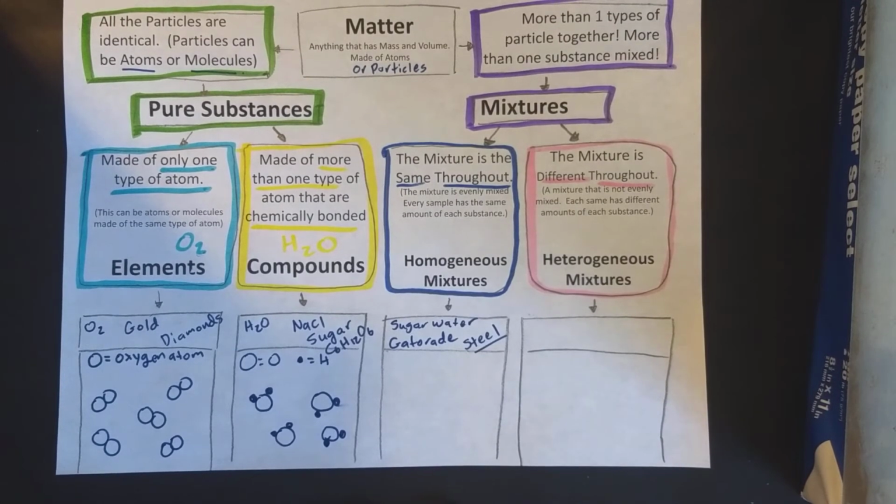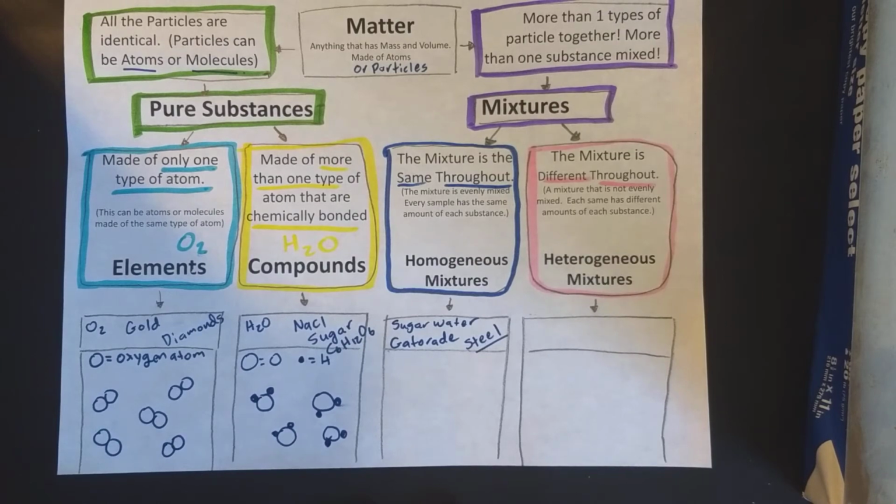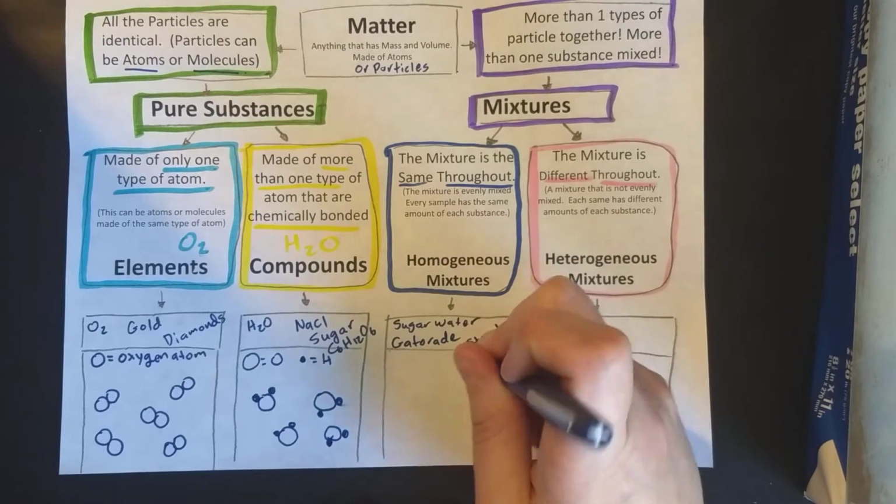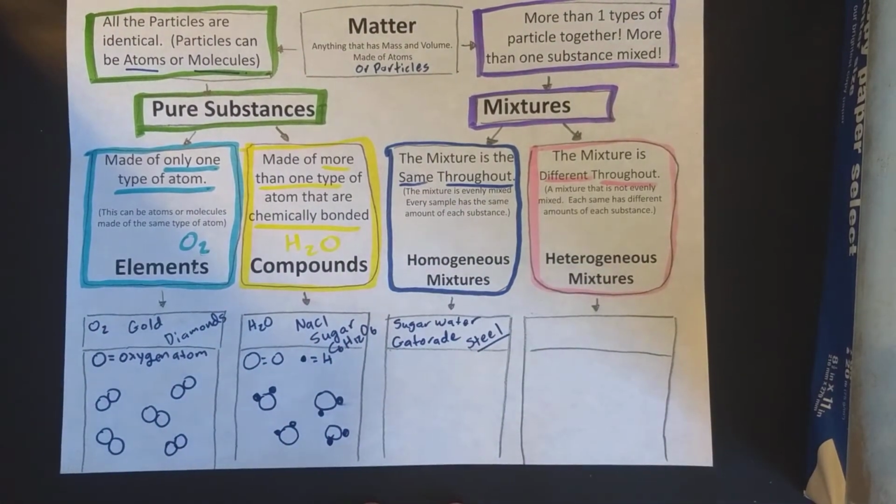Now it has to be mixed evenly, because if it's not, then your steel girders that you use to build buildings aren't going to be very strong, and they're going to have weak points and they're going to break. So in steel, they mix it so well that every sample has the same amount of each metal.